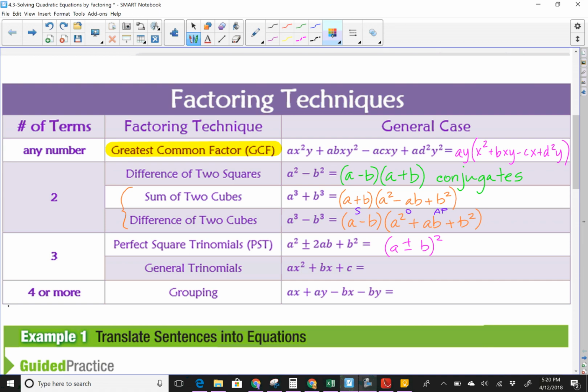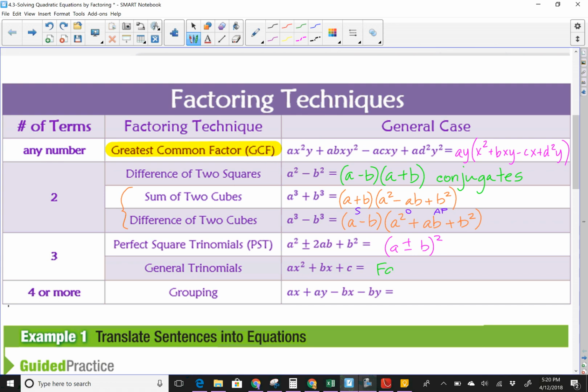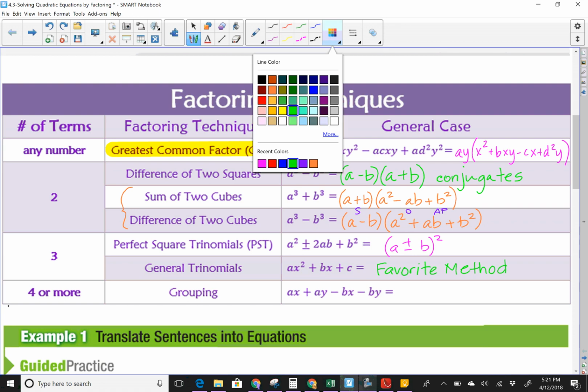General trinomials. Okay, I'm going to talk more about those in a minute, but you can use whatever is your favorite method. There are so many methods out there. I'm going to talk about one. I've obviously been factoring for a very long time, and I learned the guess and check method, but I have since learned one that is kind of a step-by-step process you can use all the time. So I will show that to you when we get to some of those problems.